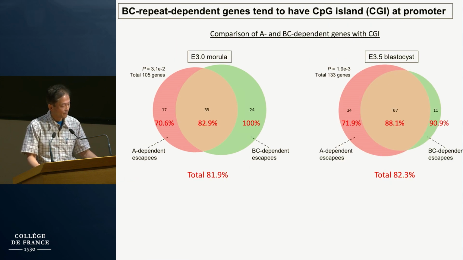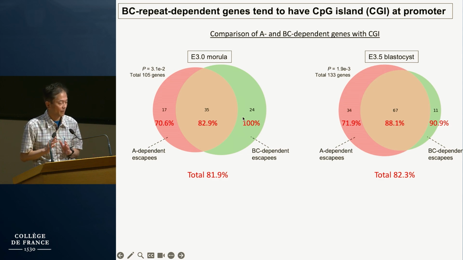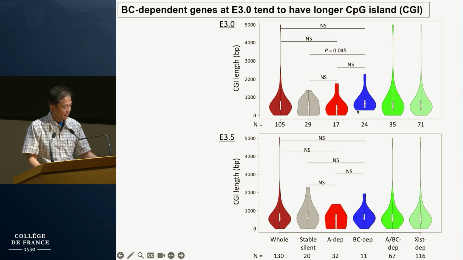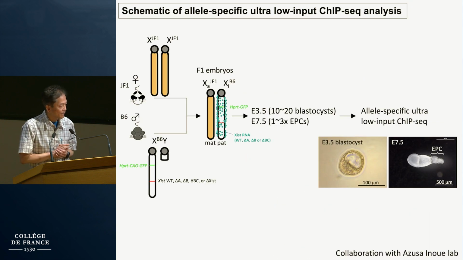So what we noticed is that these BC repeat dependent genes have CpG islands as their promoters, because CpG islands are the target of the polycomb complexes. So this is something consistent, I think. And we also analyzed the length of the CpG island here. So what I want to say here is this part. These BC repeat dependent genes have longer CpG island lengths here, suggesting these CpG islands are actually attractors for polycomb complexes.